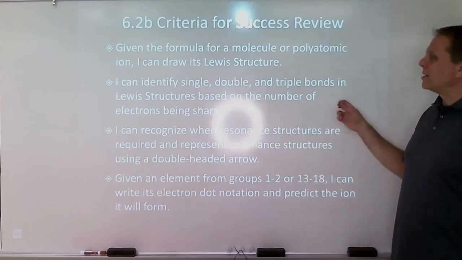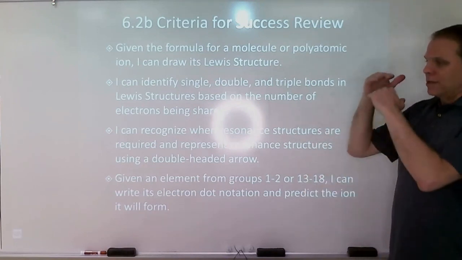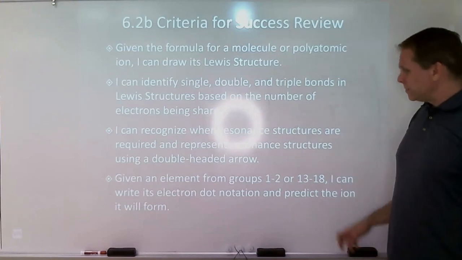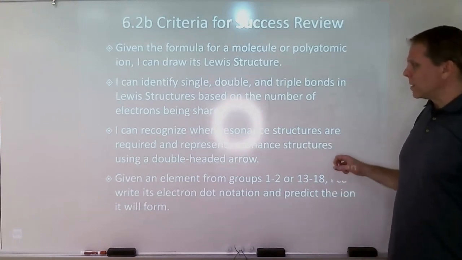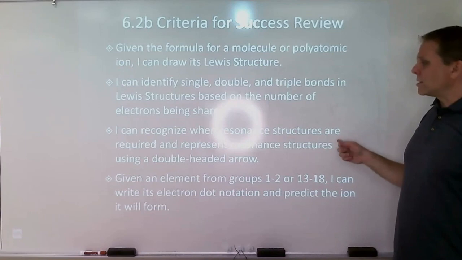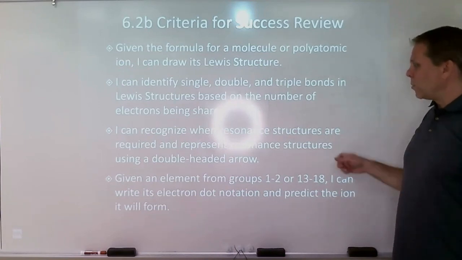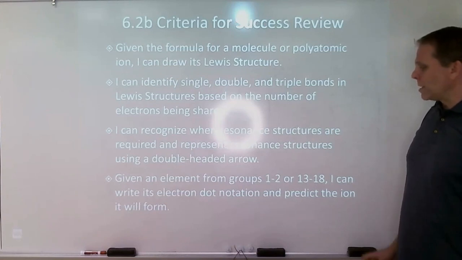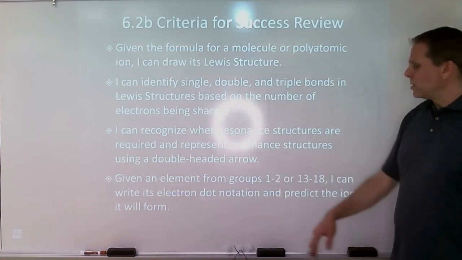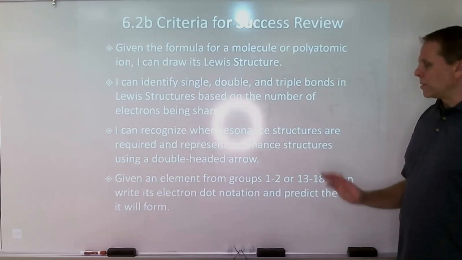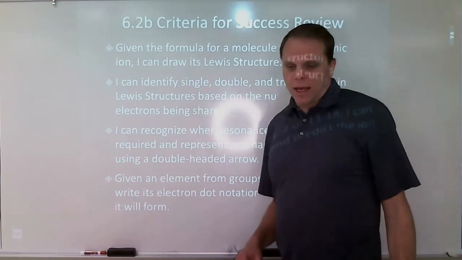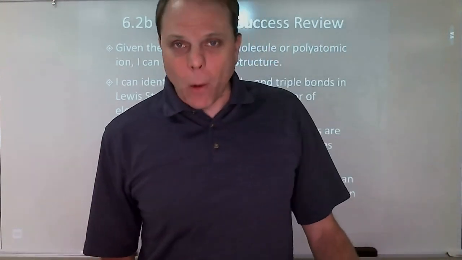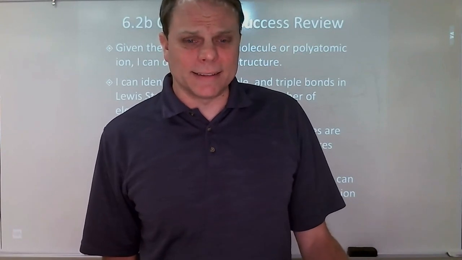You can identify single, double, and triple bonds in Lewis structures. Yep. 2 electrons, 4 electrons, 6 electrons. And you can tell me how many electrons are being shared there. You can recognize resonance structure. It has a double arrow, right? And you know why it's being represented, because it can have more than one way of being represented. And then you can use groups 1 and 2 and 13 through 18 and show me what the electron dot notation is and predict the ion that it will form. You got this. It's easy.